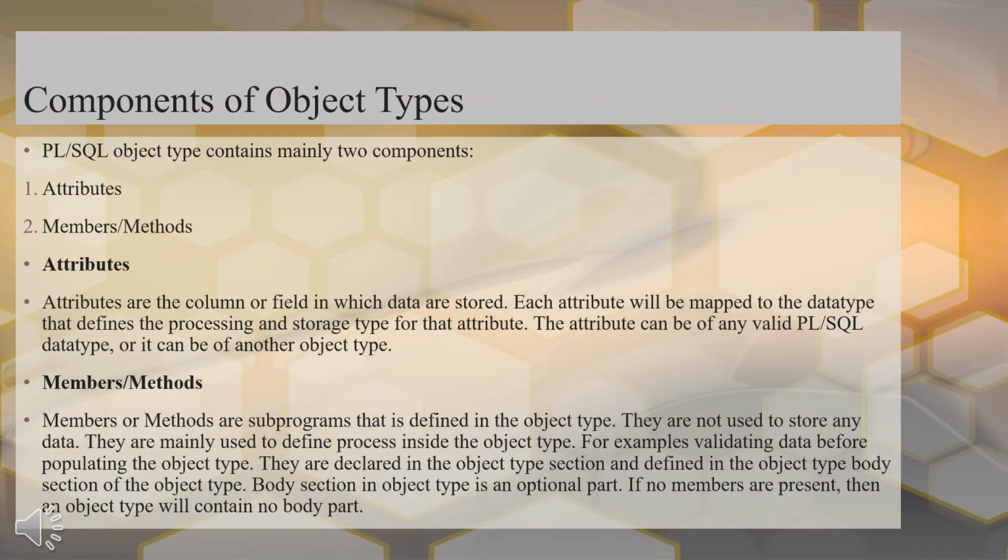Okay, so now we'll take a look at the components of object types. Basically, in PL/SQL an object type contains mainly two components: attributes, and second, the members or methods. In normal object-oriented programming languages, the classes contain the data and the methods which are used to manipulate the data. So we'll be learning about attributes, which are the columns that store the data, and second, members or methods, which are used to manipulate that data.